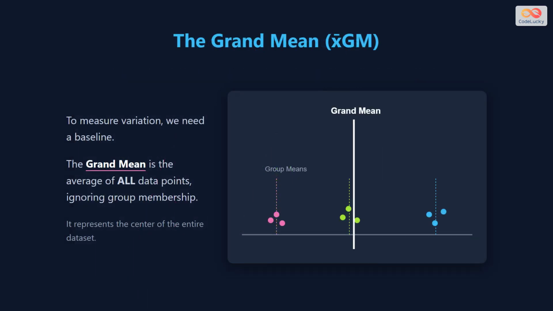To measure these differences mathematically, we need a reference point. We calculate the grand mean. This is simply the average of every single data point we collected, regardless of which group it belongs to. Think of it as the center of gravity for the entire experiment.